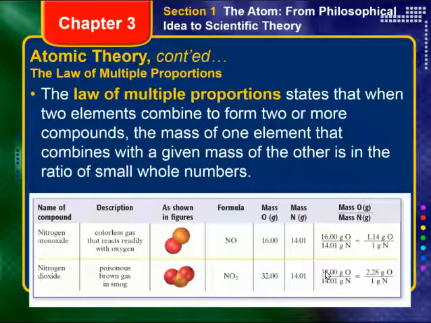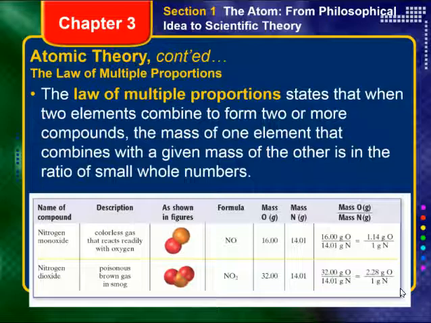Then if we take, again, the mass of oxygen on top, the numerator, divided by the mass of nitrogen, we get a ratio of 2.28 grams of oxygen per 1 gram of nitrogen. And you might be saying, hey, the definition up top says small whole numbers. The ratio needs to be a small whole number. But that's a 1.14 right there, and that's a 2.28.